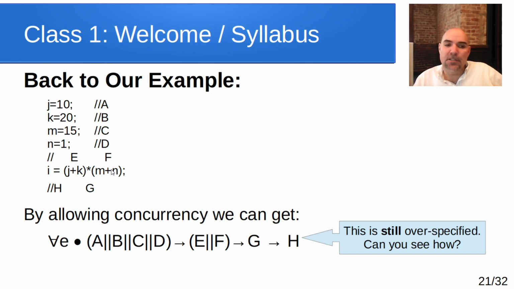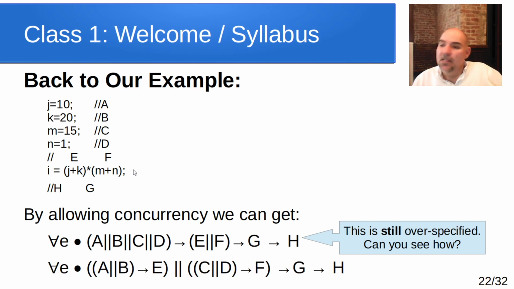But both of those branches could happen together with each other. All right, so here's what that looks like. For all valid executions, it's true that A and B have to complete before we can use those values to do this addition for E. And then C and D have to complete before we can do F.